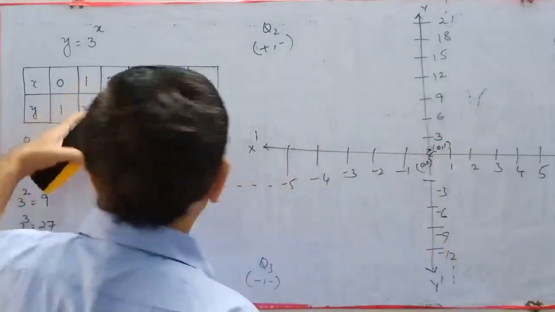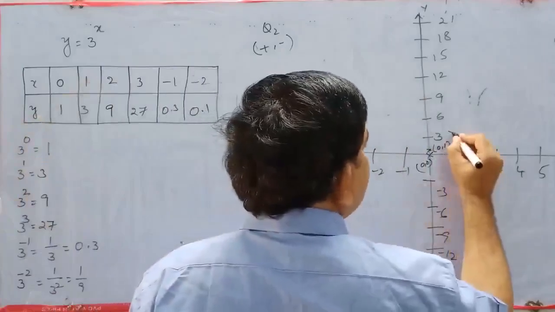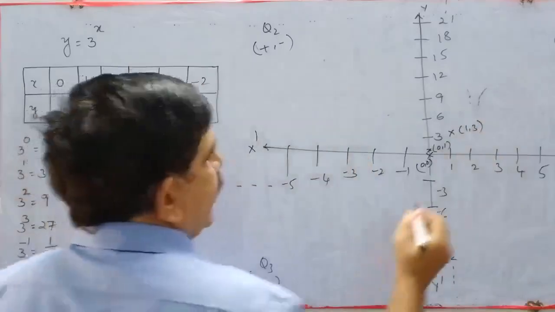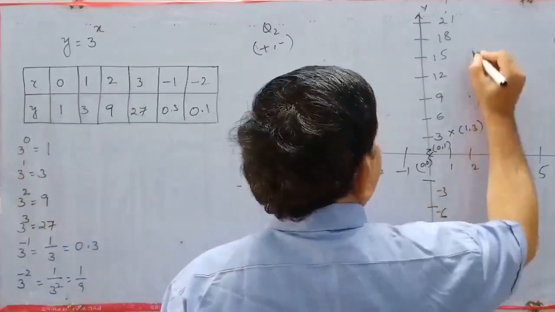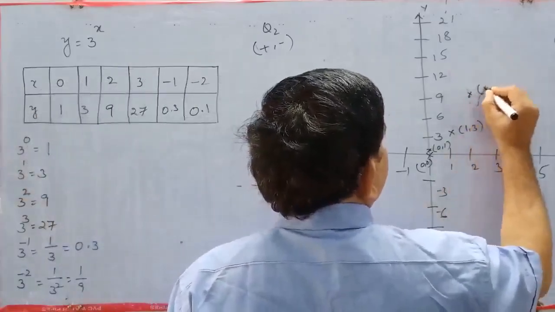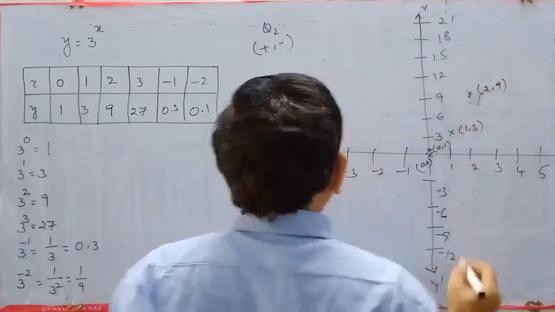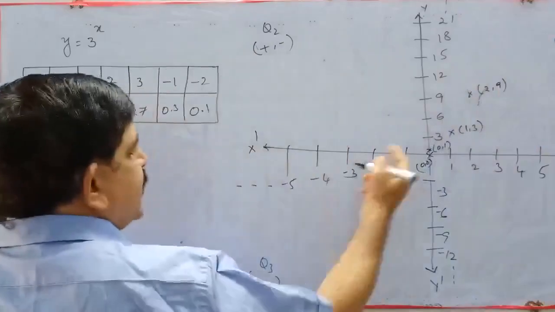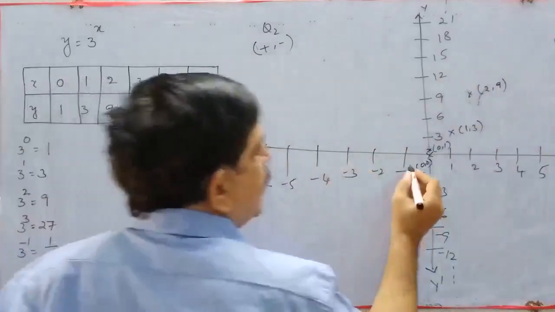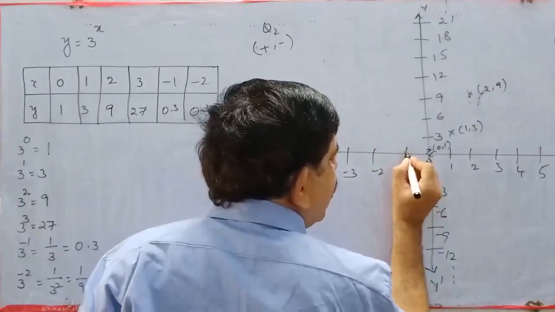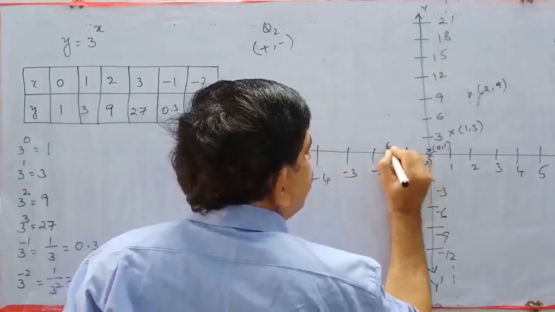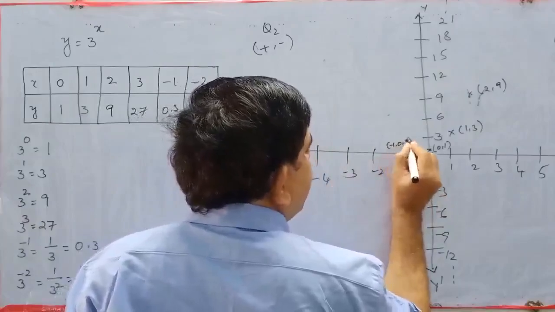Next x is 1, y is 3, that is 1 comma 3. Next x is 2, y is 9, that is 2 comma 9. Then x is 3, y is 27, it is somewhere up there. Okay. Next x is equal to minus 1, y is 0.3. It is approximately nearer to the x-axis. So that is minus 1 comma 0.3.